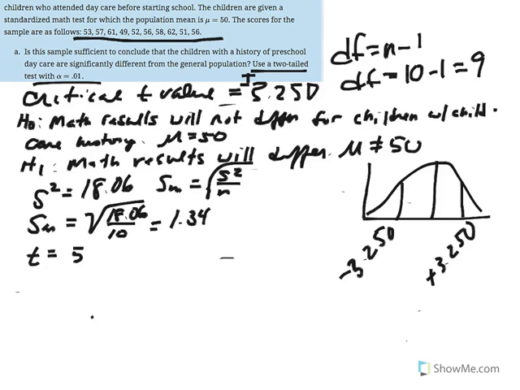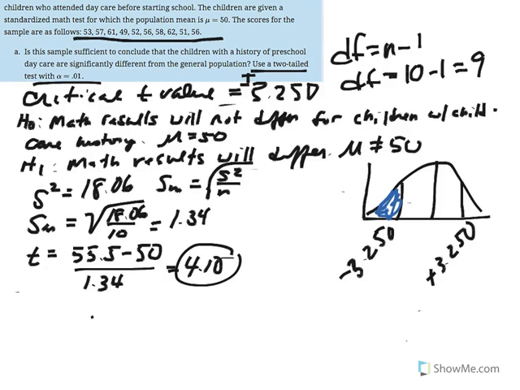Now we can calculate our t value. T is equal to 55.5, and we calculated that before in the previous process, minus 50, divided by our estimated standard error of 1.34. So in our calculators, we've got 55.5 minus 50 divided by 1.34. And we get a t statistic equal to 4.10. In relation to our critical t values, we find that it is in the critical region, right? We know we get to reject the null hypothesis. And we've got a couple more steps to do on the next page. We're going to be asked to calculate D and draw our final conclusion.